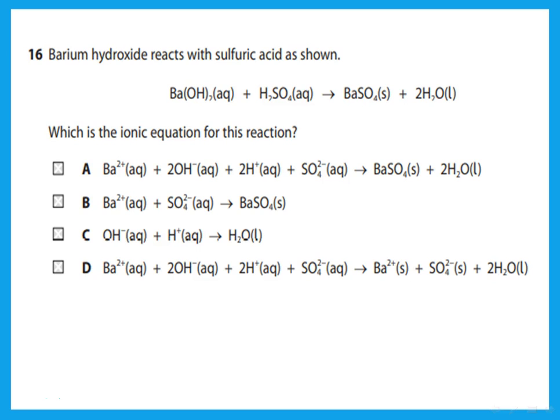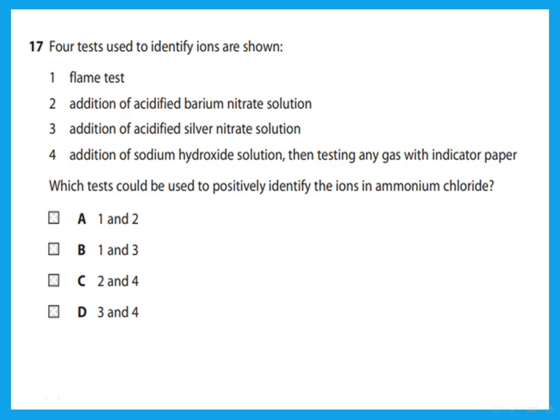Now I have barium hydroxide is aqueous, sulfuric acid is aqueous, so I can ionize each of them. Can you see how we ionize it? But the barium sulfate is a solid. It remains as it is. The water is a liquid. It remains as it is. So that means that my first choice is my answer for this.